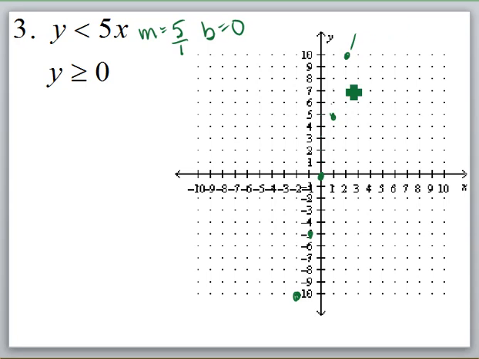This is a dotted line. And it's less than, so I'm going to shade below.